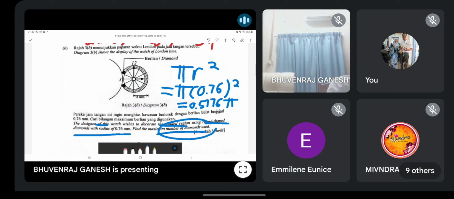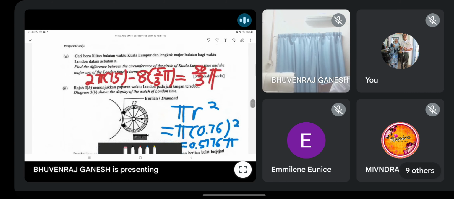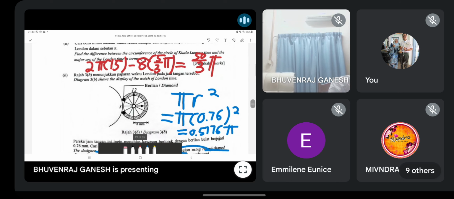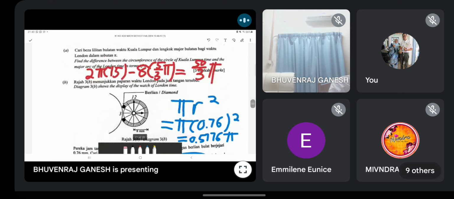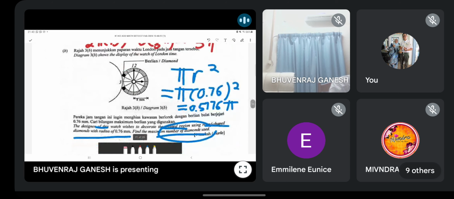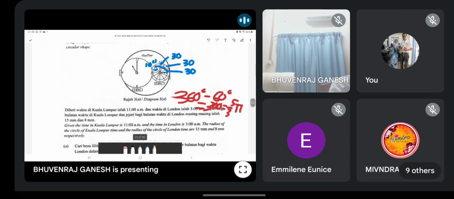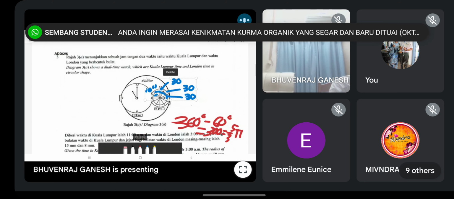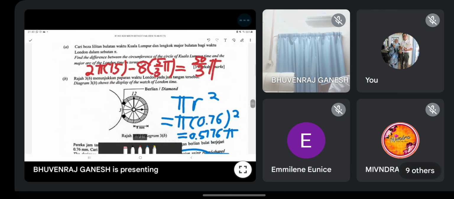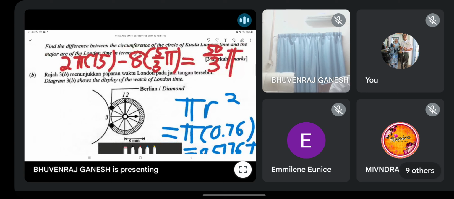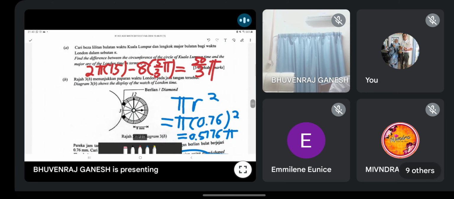So they want to find the number. You must find the area of the shaded region. How to get the area of the shaded region? Basically, you must find a few lengths first. First of all, let me see. OQ. Wait guys. OQ is 8 minus 0.76.